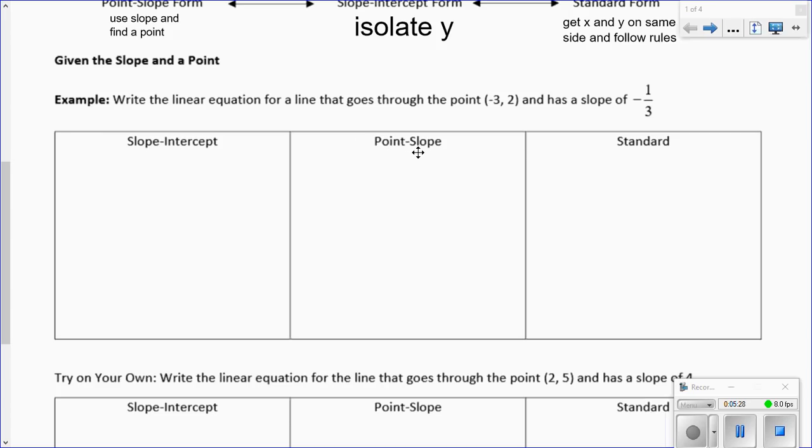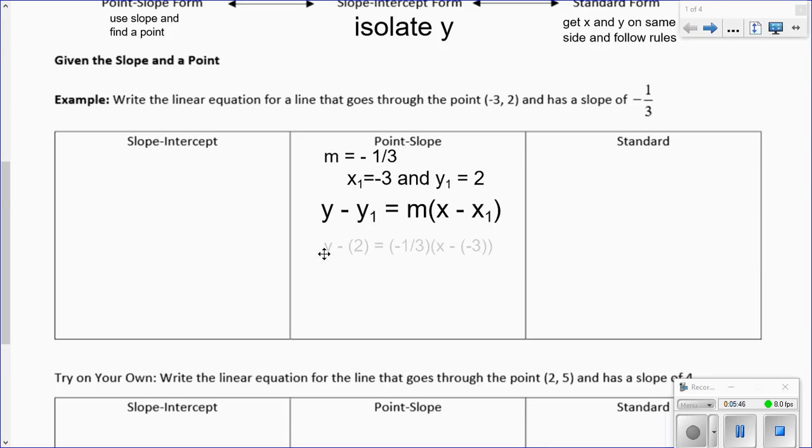We're going to write point slope form because we have the slope, which is negative 1/3, and we have the point, negative 3, 2, where negative 3 is our x1, 2 is our y1. So we're going to plug it into this form. We're literally just plugging in the numbers, okay? So it becomes y minus the 2 from the y1 equals negative 1/3 times x minus negative 3. Keep an eye out for these double negatives, okay? Those minus signs are part of the form, not the value.